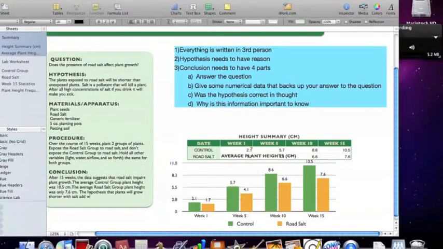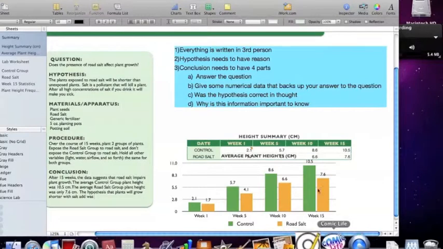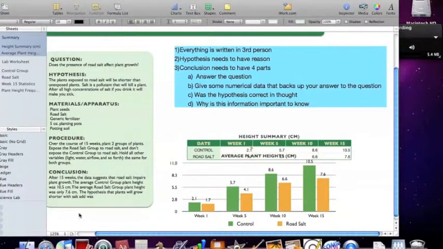Was, hey, let's look at it. He says right up there in the hypothesis, so we actually go back to the hypothesis. It says they will be shorter, and lo and behold, check it out, he was right. So we need to put was correct. All right, now we've just added to it so that it answers the question of the hypothesis.